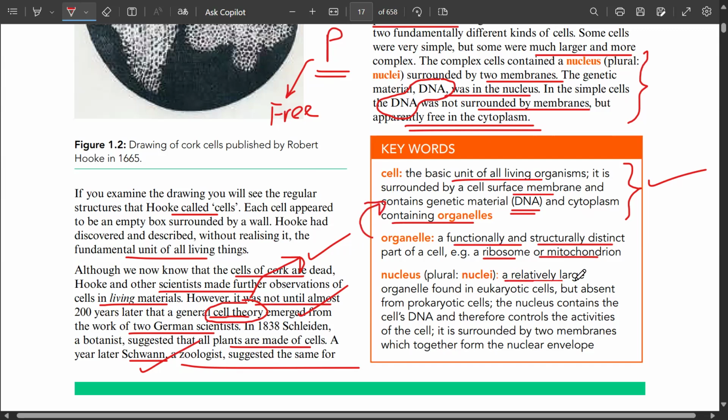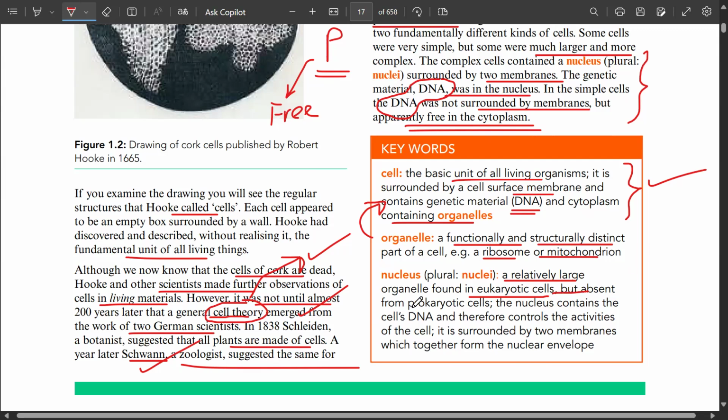Nucleus, or nuclei in plural, is a relatively large organelle found only in eukaryotic cells. Why is it not in prokaryotes? Because the DNA is outside. Because the DNA is free in prokaryotes. It is present where in prokaryotes? Cytoplasm. Exactly, it's just swimming around in the cytoplasm.